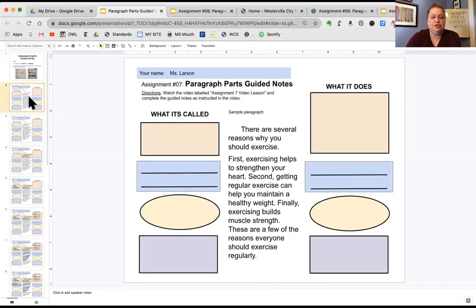So you should have this in front of you. It should be either on paper or in Schoology. It is assignment 08, paragraph parts, guided notes. Once you have that, you're good to go. If you don't have it, pause now and go get it.